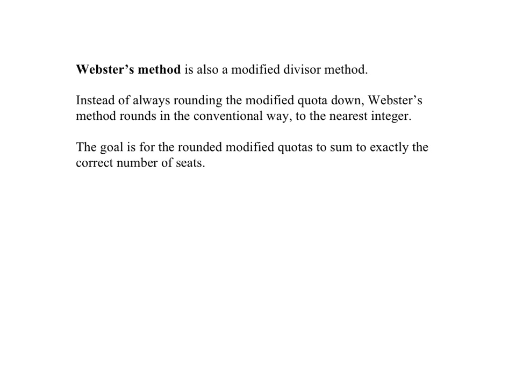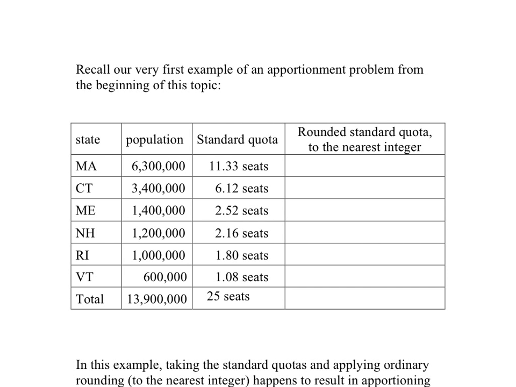We've discussed Jefferson's method. Webster's method is another modified divisor method. But instead of always rounding the modified quota down, as Jefferson did, Webster's method rounds in the conventional way. That means it rounds to the nearest integer. It rounds in the way that you are accustomed to rounding. So the goal is for the rounded modified quotas to sum to exactly the correct number of seats. Let's see how this works in some examples.